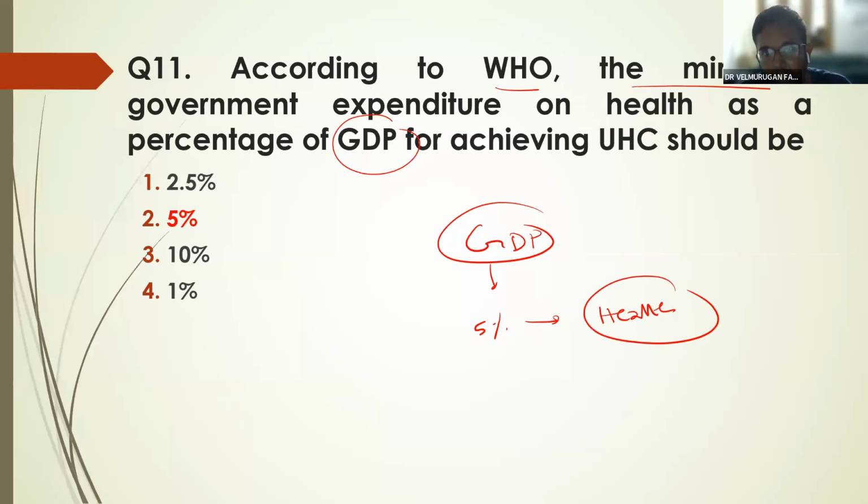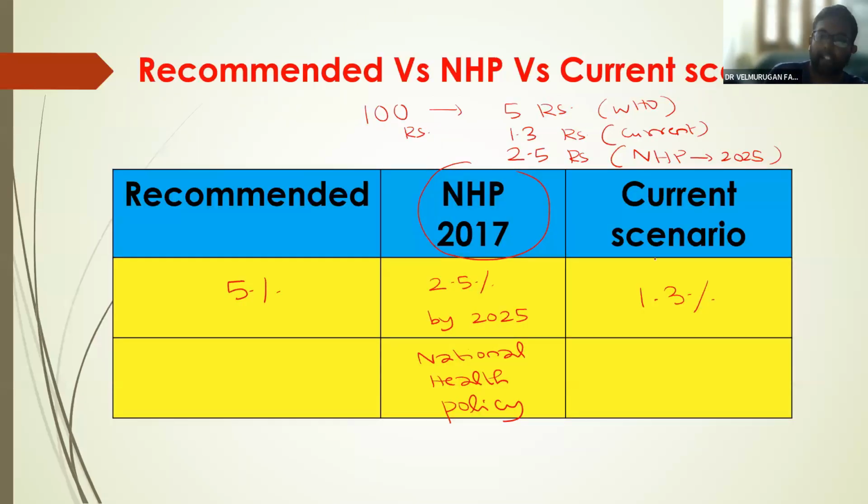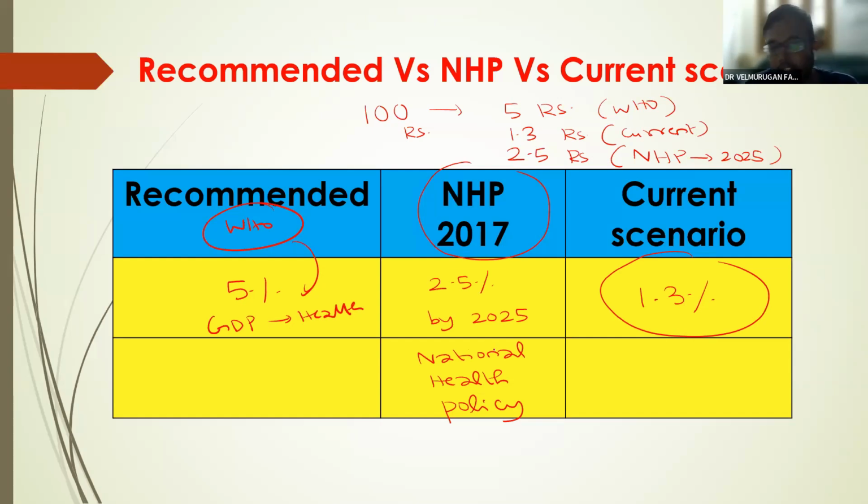But how much is our country currently spending? Our current scenario is only 1.3%. But what is the thing recommended by WHO? WHO is recommending 5% of GDP to be spent on health. So what is our country trying to do?